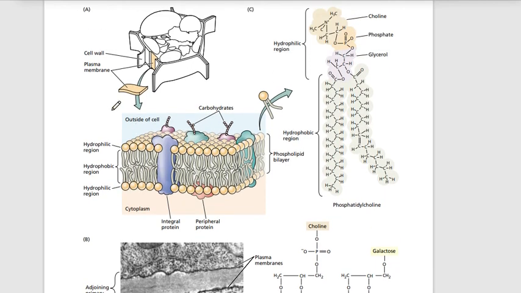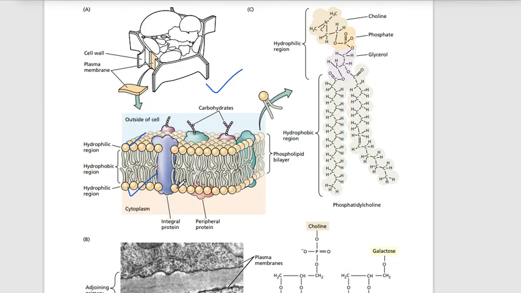Today we will discuss the structure of the cell membrane. The cell membrane is formed basically of two layers, an upper layer and a lower layer, which are phospholipid layers. Different types of protein molecules are embedded in them.